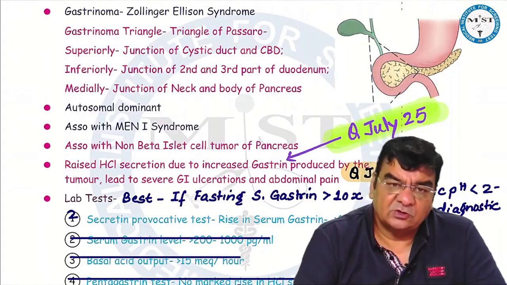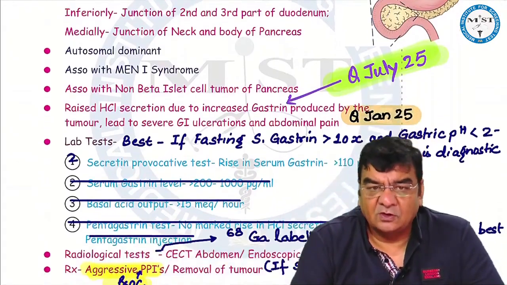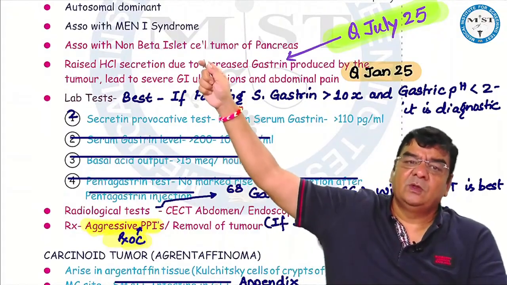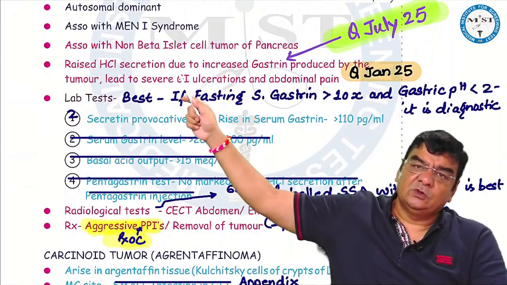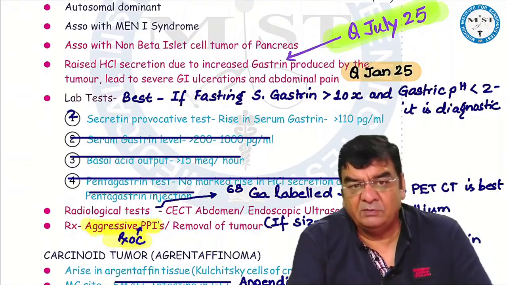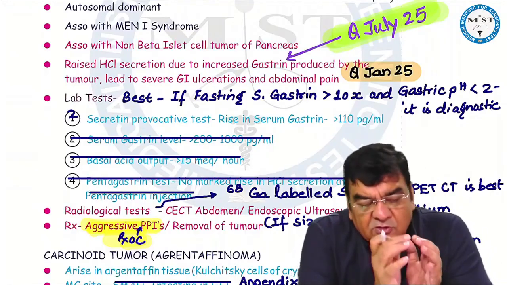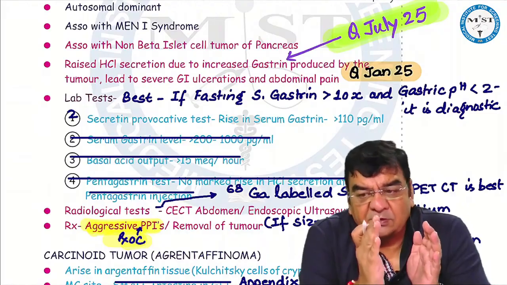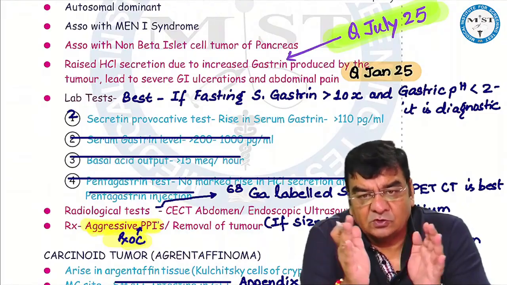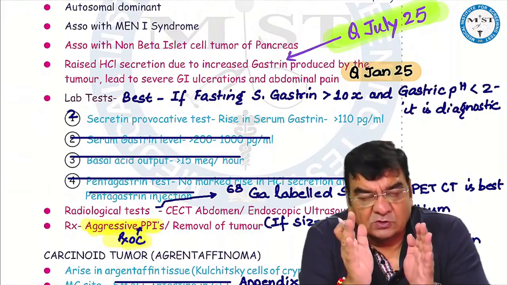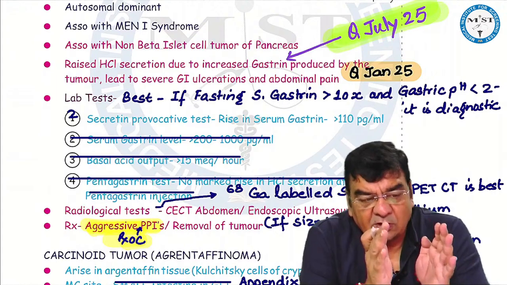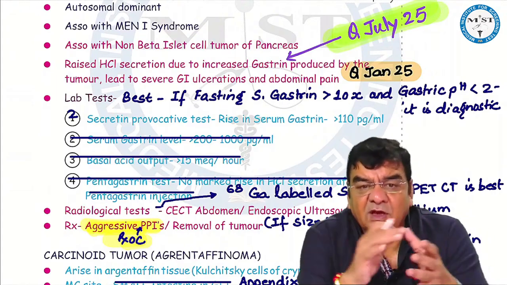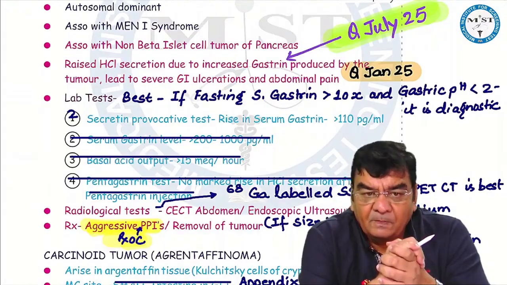And these gastrinomas, they may be autosomal dominant associated with multiple endocrine neoplasia 1 syndrome. They may be associated with non-beta islet cell tumor of the pancreas. These gastrinomas will be producing huge amount of gastrin, and gastrin will be stimulating the parietal cells to produce huge amount of acid, which is not only going to cause ulcers in the stomach and duodenum area, but here and there in the intestine, and patient will present with abdominal pain.